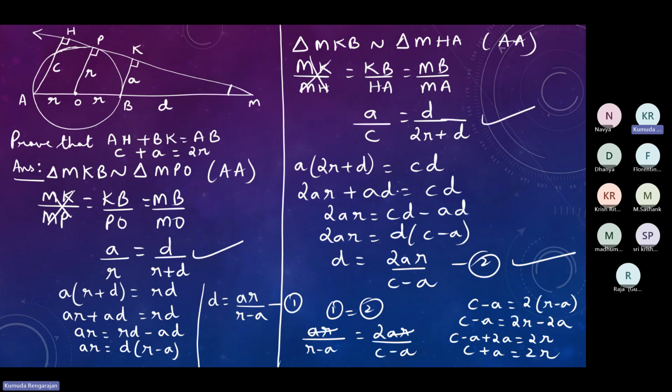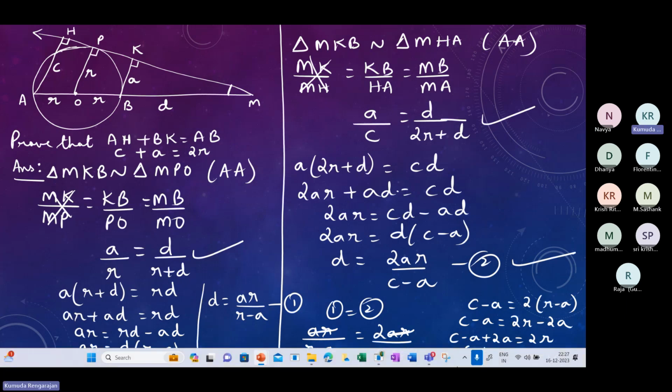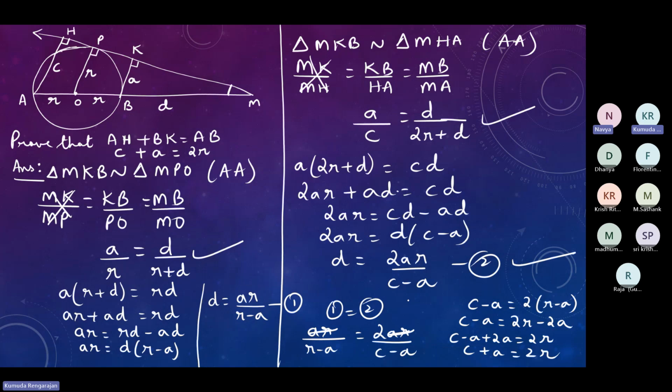Equate these two. We have two expressions for D. D is AR by R minus A. D is also 2AR by C minus A. Both are expressions for D only. So equate them. On equating, in the numerator, AR gets cancelled. Cross multiply. And you get C plus A is equal to 2R, which is nothing but AH plus BK is equal to AB.